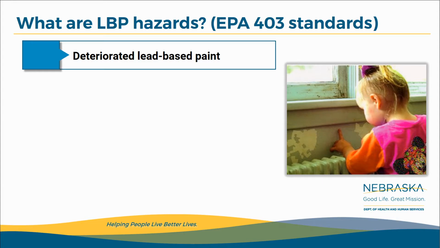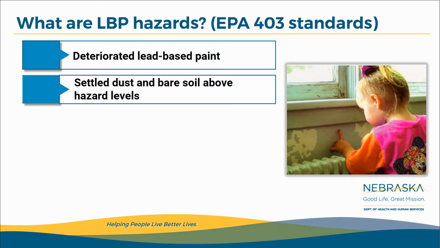Earlier, we looked at the definition of lead-based paint. If the amount of lead in the paint exceeds EPA and Nebraska's definitions, it qualifies as lead-based paint. If that paint is in poor condition, such as chipping, peeling, or chalking, then it is a hazard. If it is in good condition, even if it contains lead, it may not be a hazard to children.